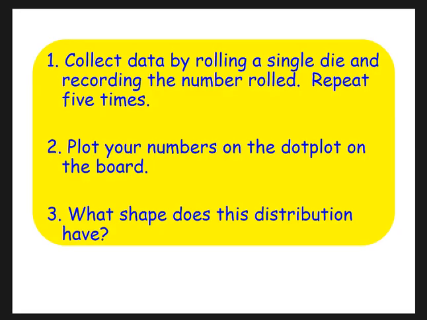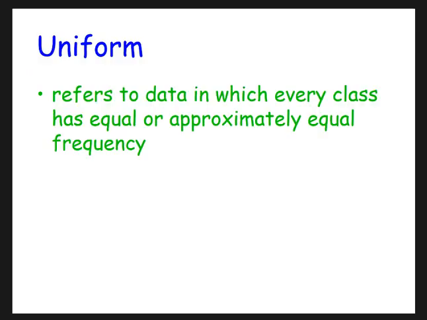Now we're going to, so that was the data we got if we rolled those two dice and added them together. Now we're going to collect data by rolling a single die and recording the numbers rolled. We're going to repeat this several times and plot them on the board. What shape does this distribution take? Well, it's a uniform distribution because the values 1, 2, 3, 4, 5, and 6 are equally likely to occur.